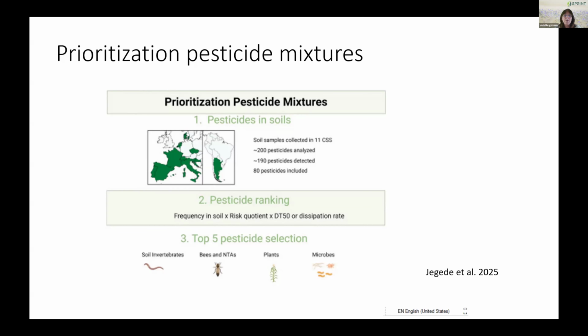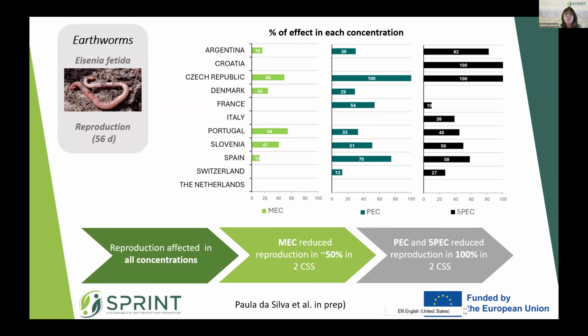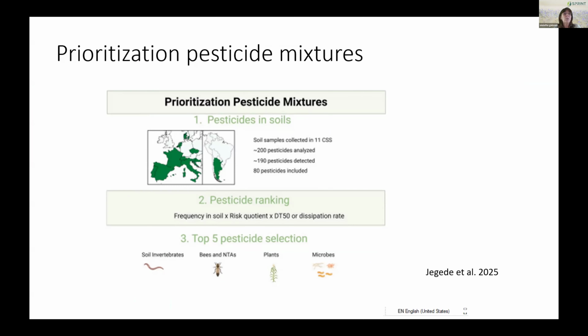And they tested the top 5 pesticides on soil invertebrates, that means earthworms: the laboratory earthworm Eisenia foetida, Lumbricus as a native species, and also on bees, on plants and microbes, and on springtails and mites. This approach for the prioritization of pesticide mixtures is published and could be used for all sampling where you have data on pesticide monitoring. You could use this approach to select the mixtures, because it's impossible to test all the mixtures with all the combinations which you have.